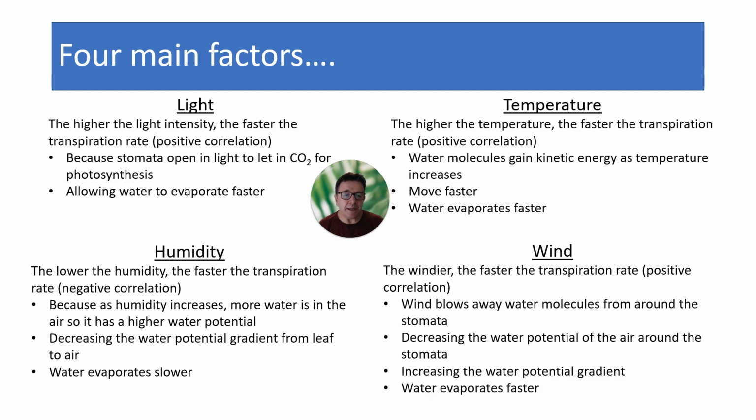And lastly, wind. The more wind there is, the faster the rate of transpiration, because wind is blowing away those water molecules from around the stomata, decreases the water potential of the air around the stomata, increasing the water potential gradient from inside to outside the leaf, therefore water evaporates faster.